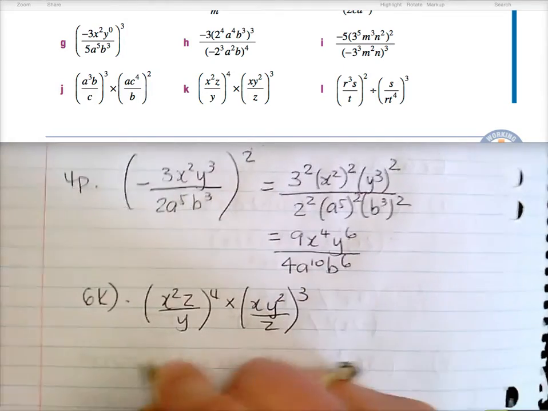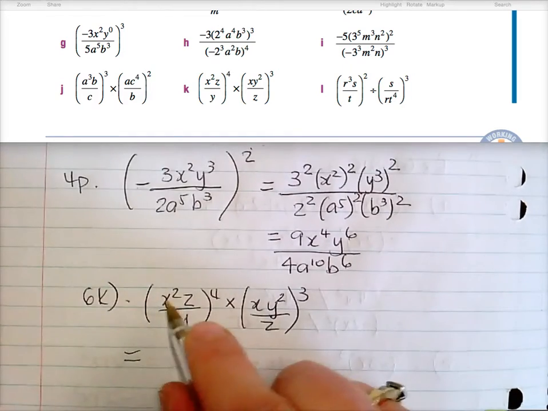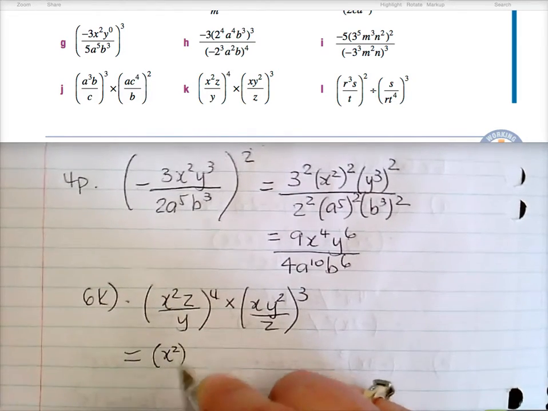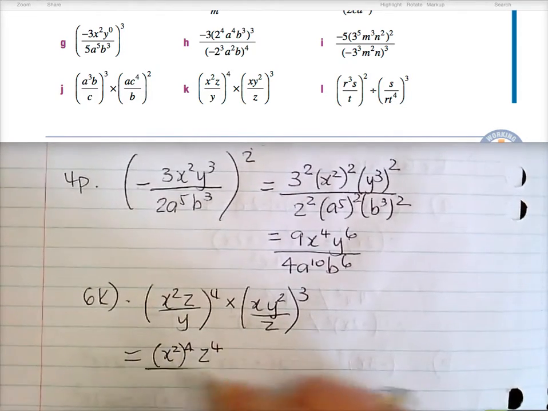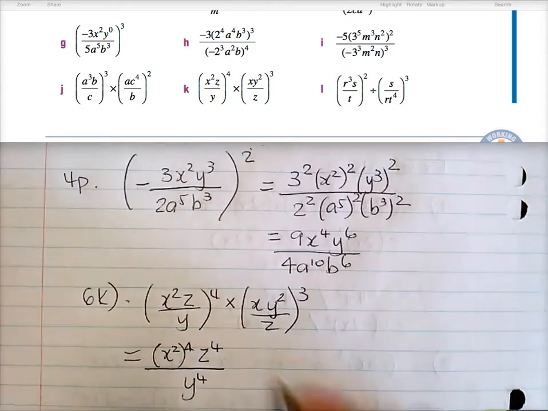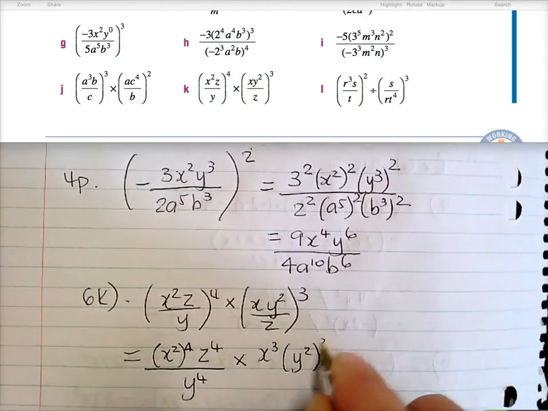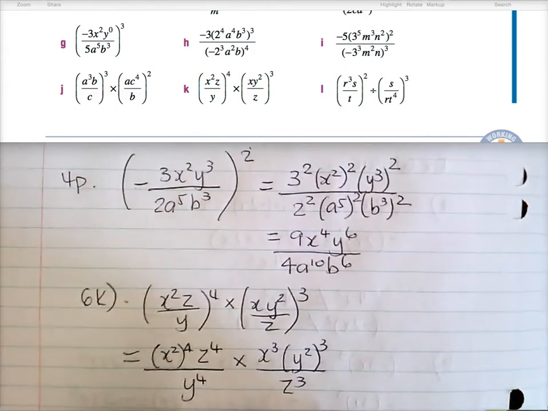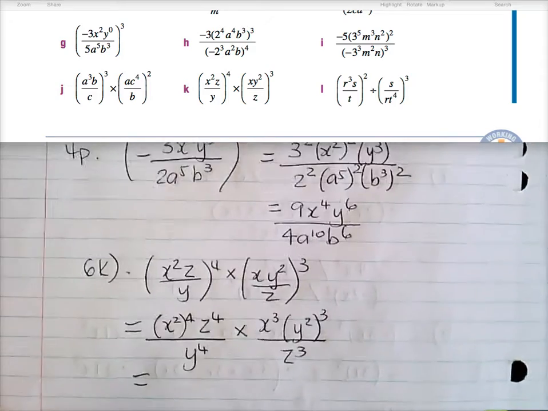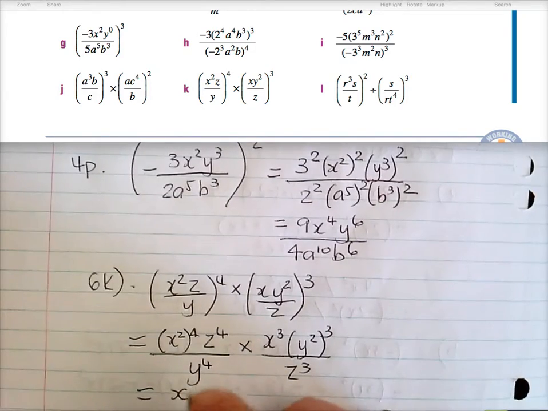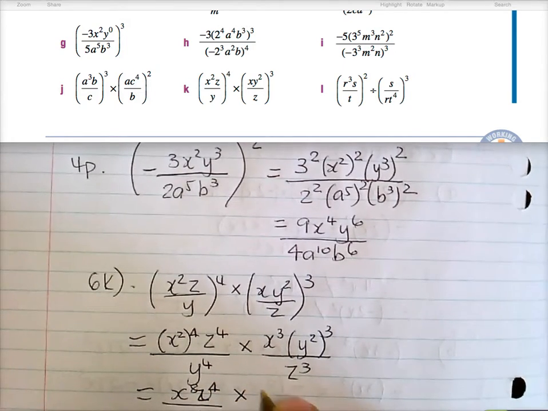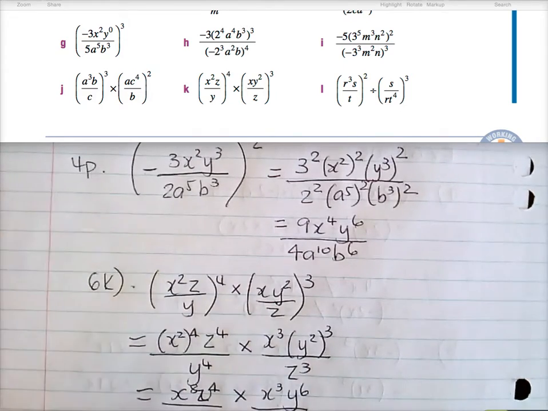6k: x squared z over y to the power of 4, times xy squared over z cubed. What should I do with the first? Everything to the power of 4. x² to the power of 4, z to the power of 4, over y to the power of 4, times x cubed, y squared cubed, over z cubed. So girls, expanding your brackets, x to the power of 8, z to the power of 4 over y to the power of 4, times x cubed, y to the power of 6 over z cubed.